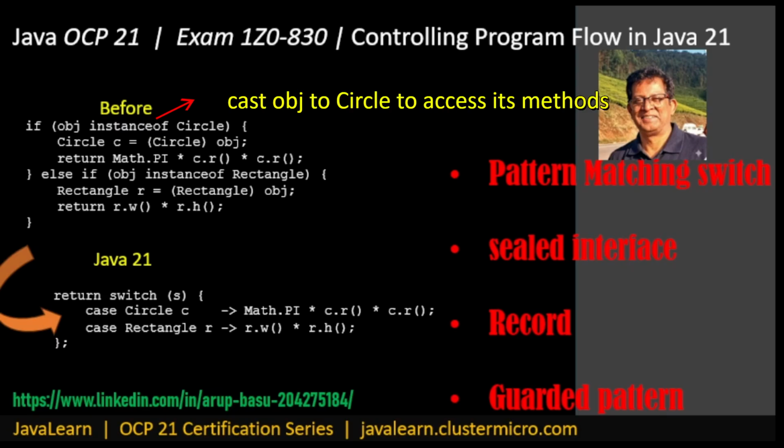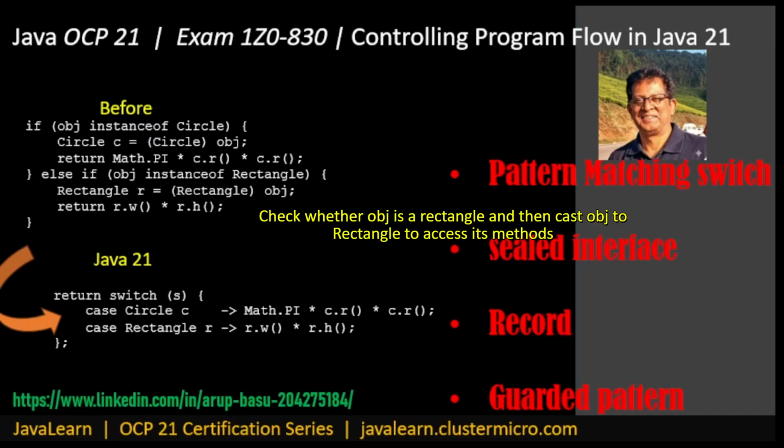So it's the cast. Even though you just checked the type, you still have to manually declare a new variable c and cast obj to Circle to access its methods. Okay, and then we have return Math.PI * c.r * c.r. So it's the logic, right? So you finally perform the calculation. Then we have else if (obj instanceof Rectangle), which is the repetition. You repeat the exact same ritual for every possible shape.